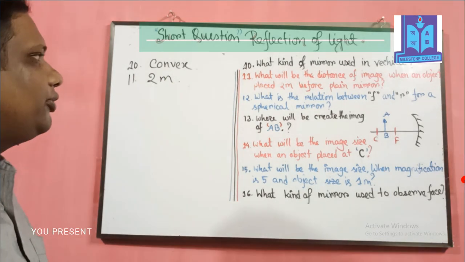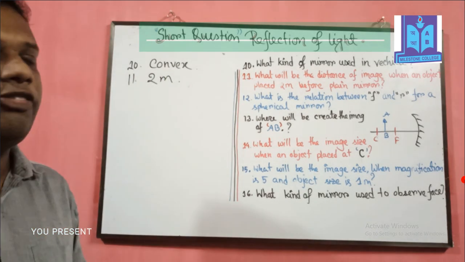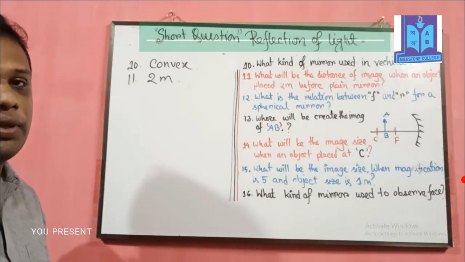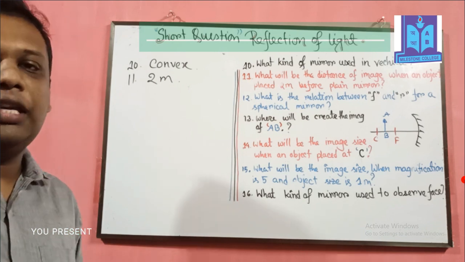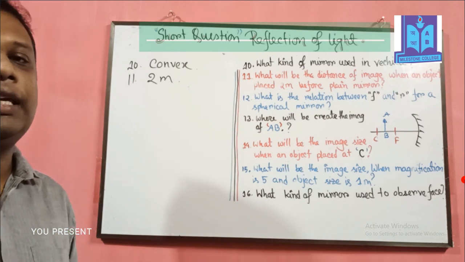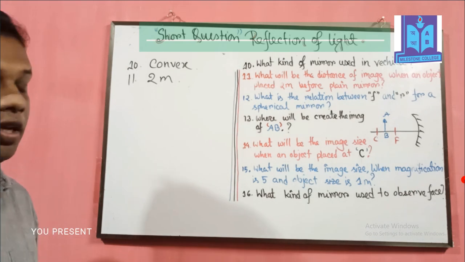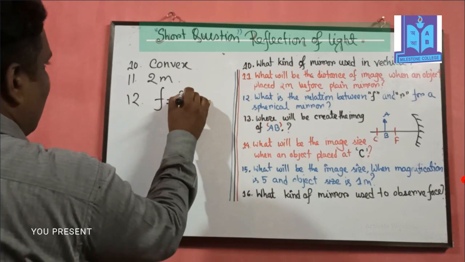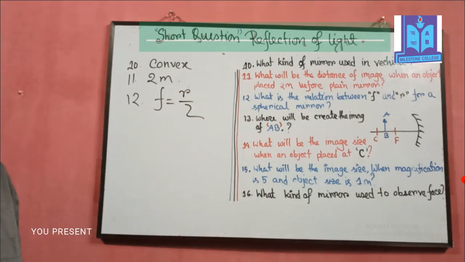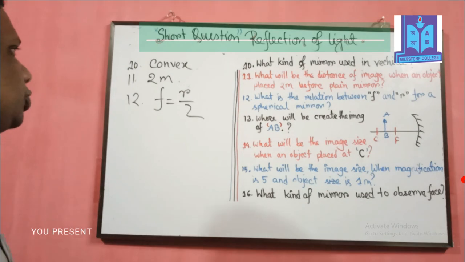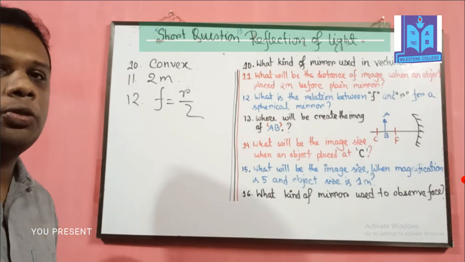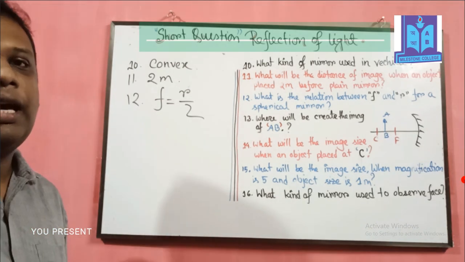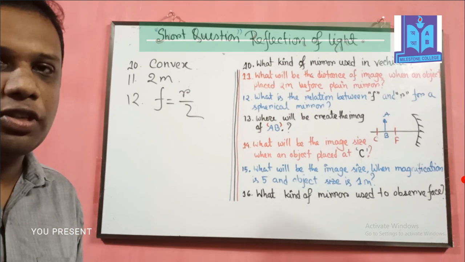Now question number 12, what is the relation between F and R for a spherical mirror? We all know that, my dear students, F is denoted for the focal length and R is for radius of curvature. So the relation is F is equal to R by 2. Okay, so here is the answer for 12, where F is equal to R by 2, which is focal length is equal to half of radius of curvature.